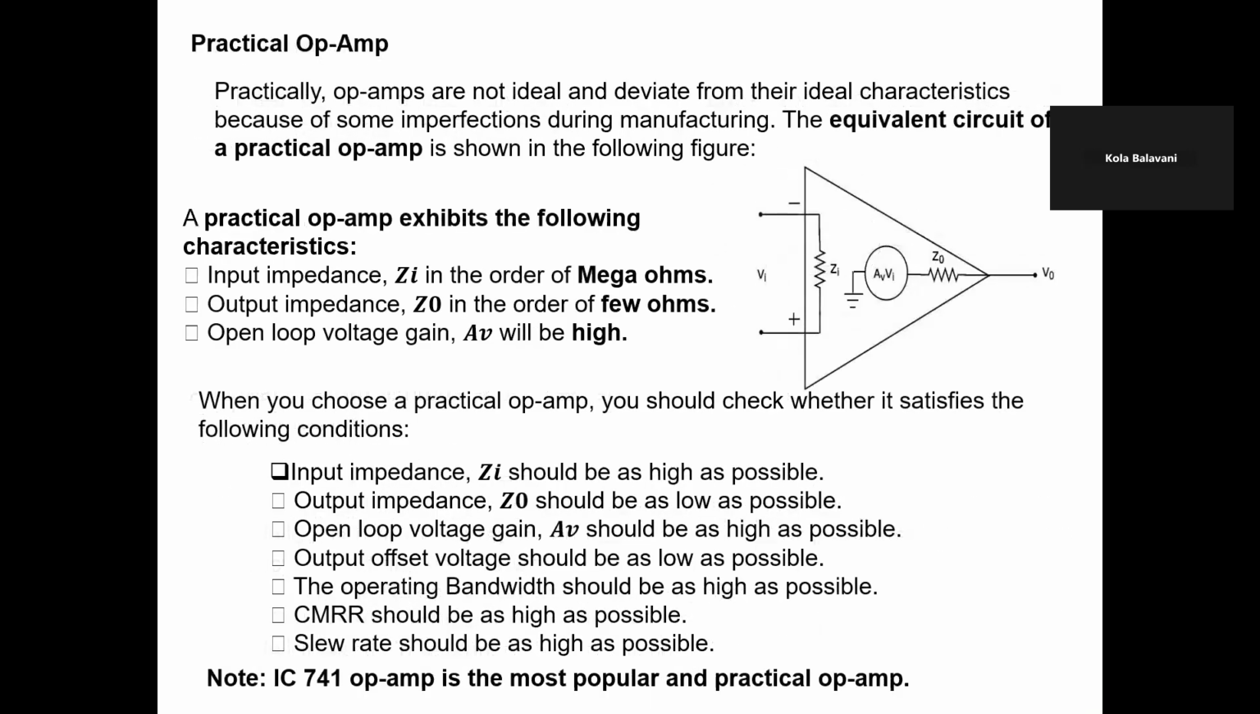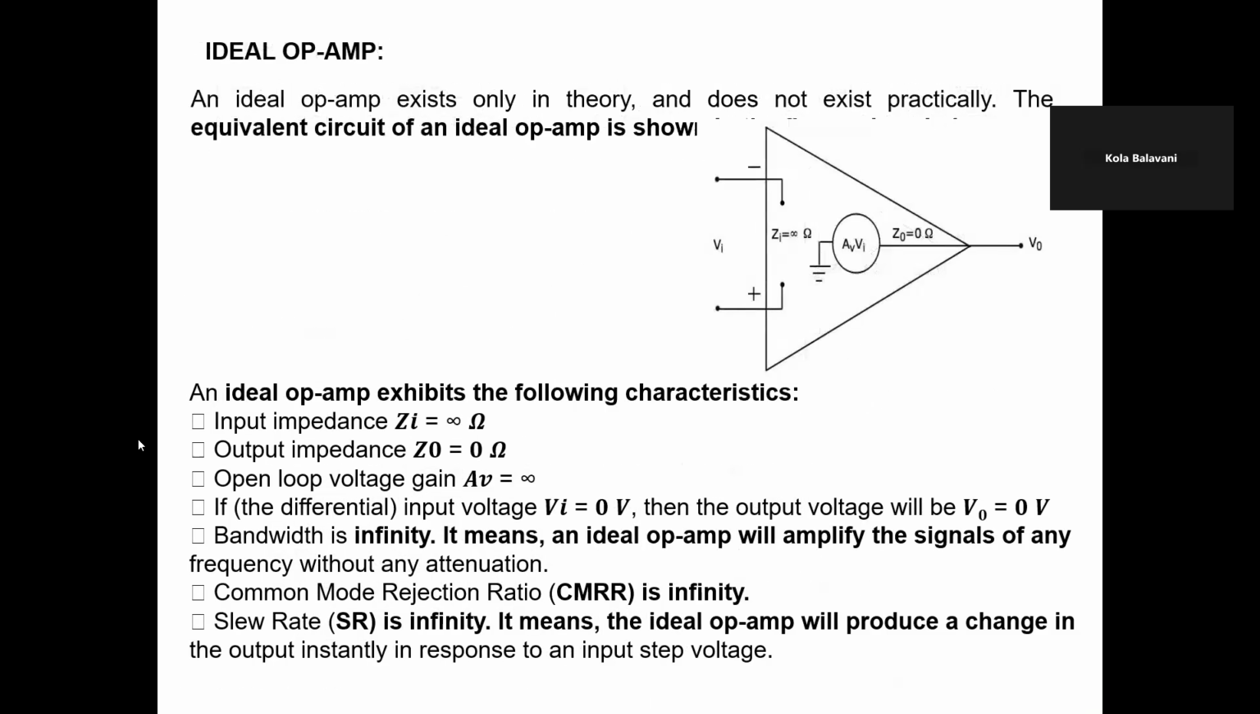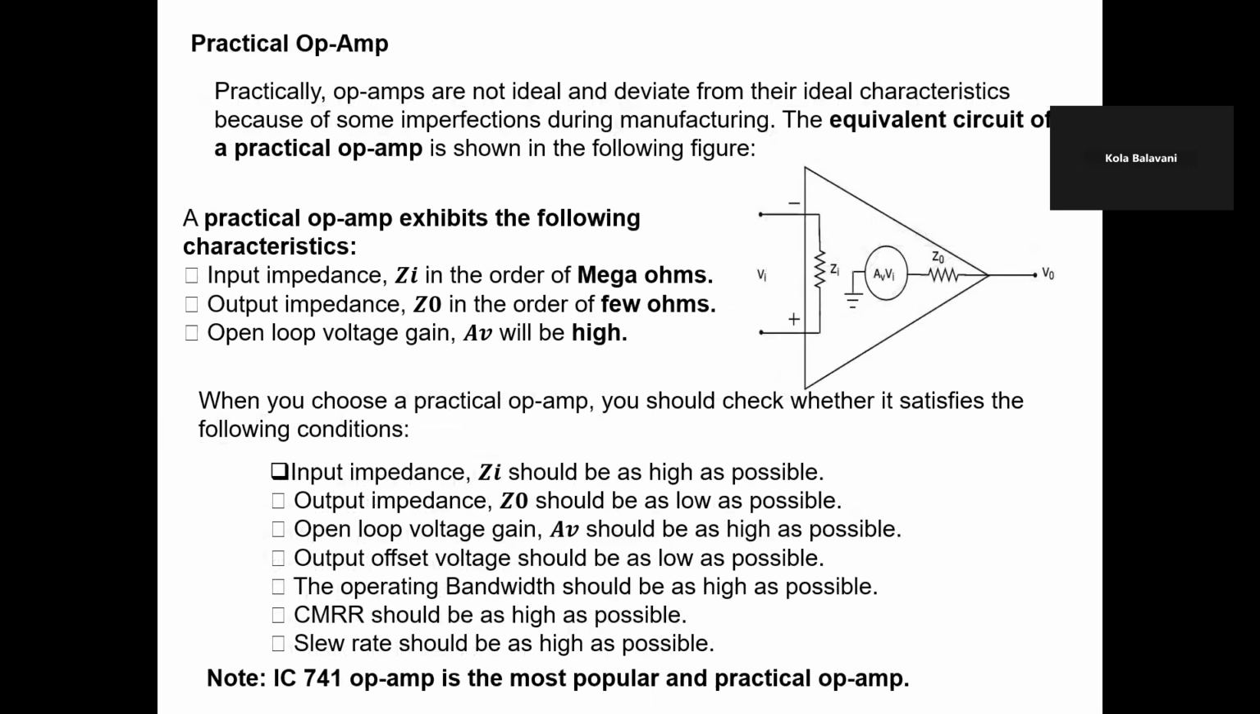Coming to the practical case: the ideal op amp exists only in theory, but it does not exist practically. Practically these values are not infinity. Practical op amps are not ideal and deviate from their ideal characteristics because of imperfections during manufacturing. So this is the equivalent circuit of a practical op amp. For the practical op amp, the input impedance is in the order of mega ohms, output impedance is in the order of a few ohms, and open loop gain is high. But in the ideal op amp, these values are infinities, whereas here they are in terms of mega ohms and high values.